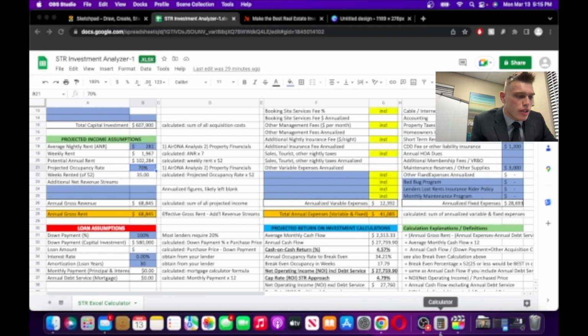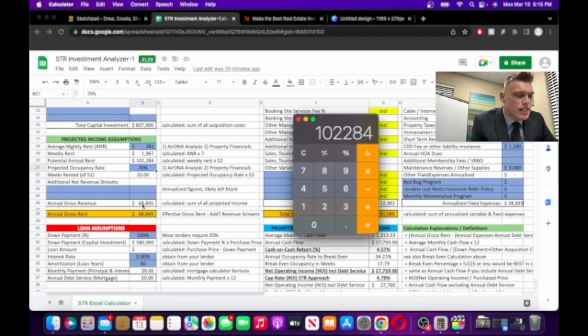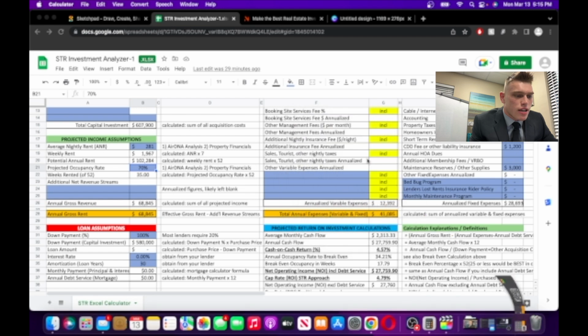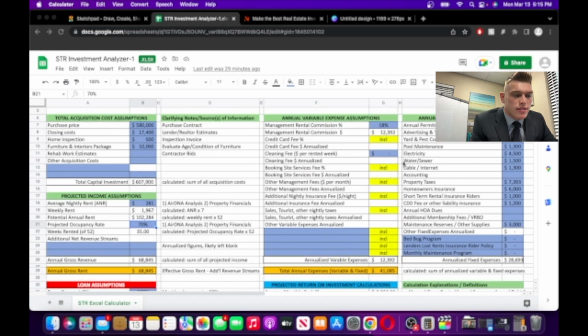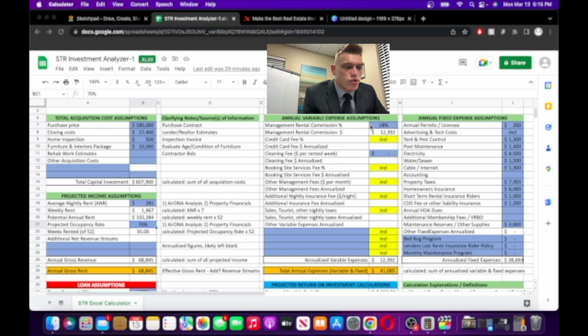35 out of 52 weeks rented with a gross revenue of $68,845. Now, the expenses associated with a vacation rental: you're going to have an 18% management rental commission, about $200 annual permit and licensing fees, $1,300 yard and pest control, $1,300 pool and maintenance, about $4,500 electricity. That's going to vary dependent on how much your tenants use. Water and sewer of $1,500, cable and internet of $1,300, and property taxes is going to vary as well.